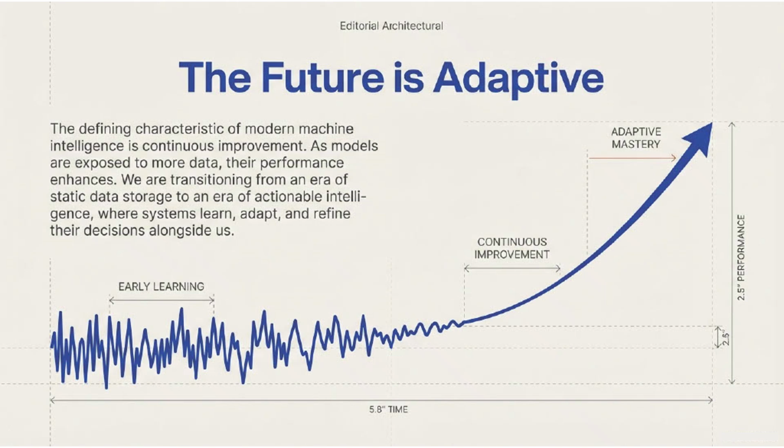In the old world, software was static. In this world, as models get exposed to more data, they don't just get bigger, they get better. They learn, they adapt, and they refine their decisions right alongside us. It's a completely different relationship with technology. It is. It's not a tool that slowly rusts. It's a tool that sharpens itself the more you use it. Precise.